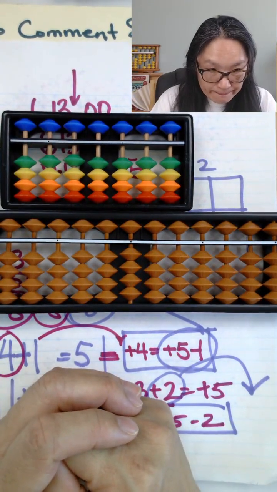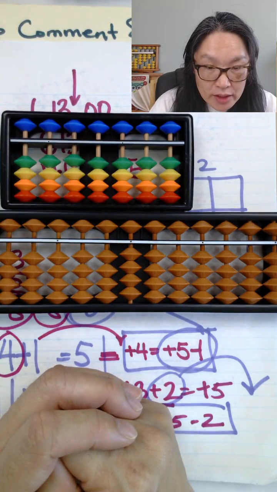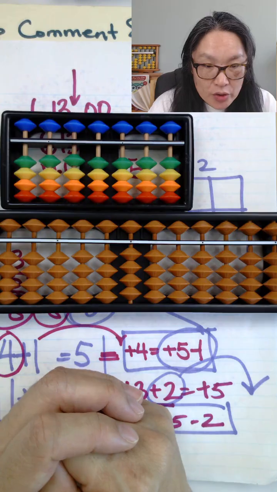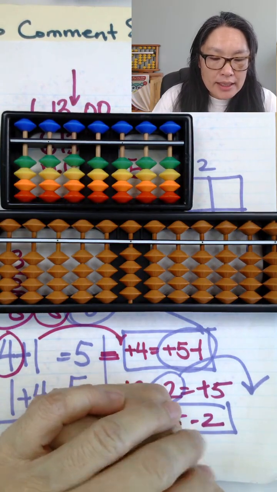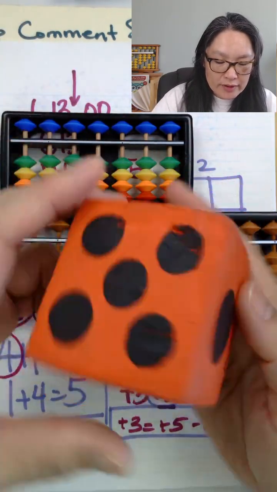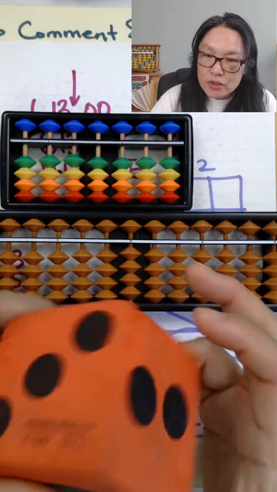It's like showing how you can make 4 with your fingers in lots of different ways. It is very much so. And that's why I was showing the die, because the die is also a manipulative as well.